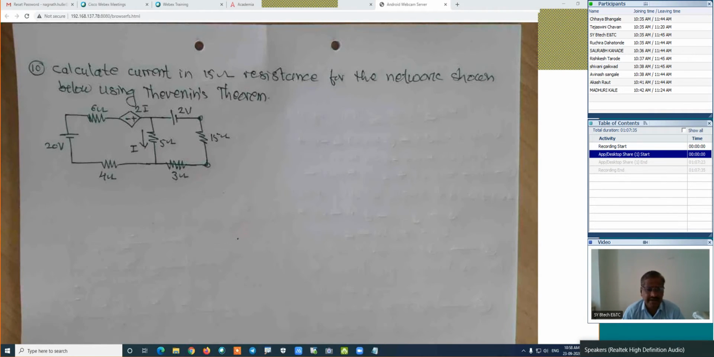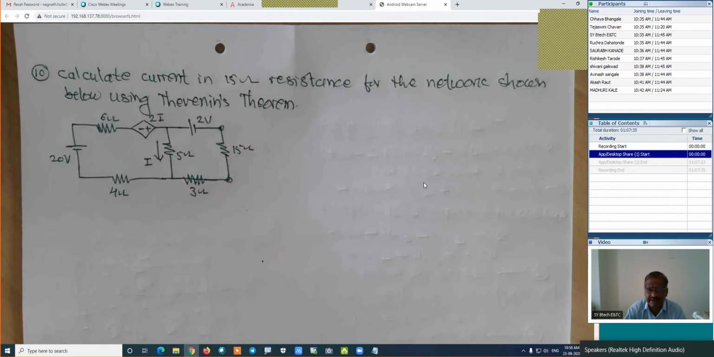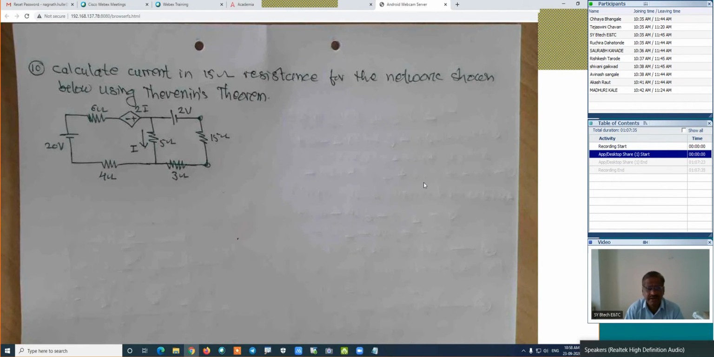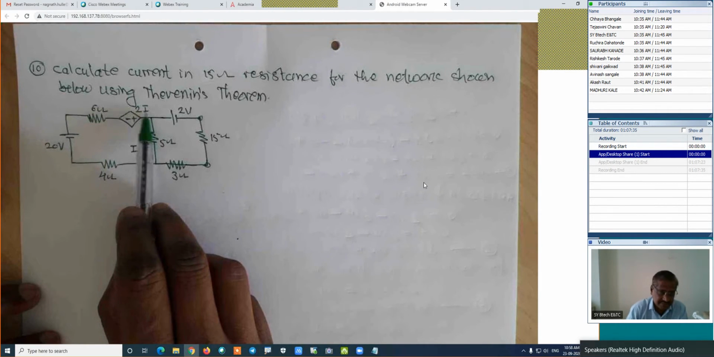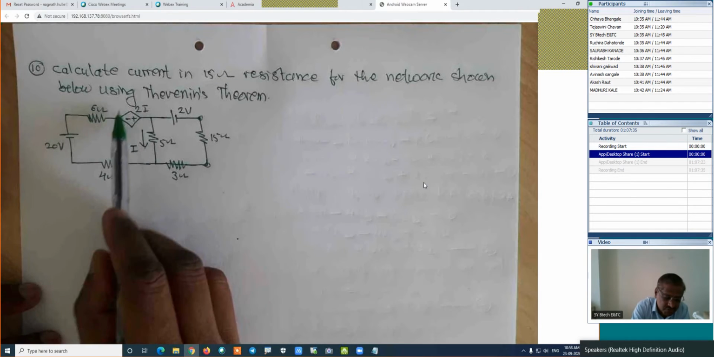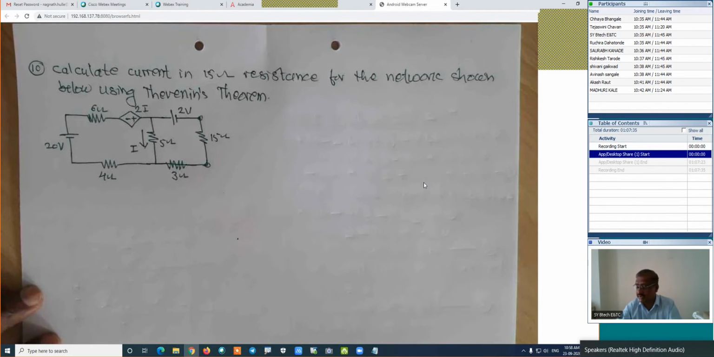Calculate current in 15 ohm resistance for the network shown below using Thevenin's theorem. In this case, we want to use the Thevenin's theorem, and we are interested in the calculation of the current in 15 ohm resistance. I will use the steps. What is the difference in this case? The only difference is that we have this source, which is a dependent voltage source. That's it. Now try to understand the procedure.